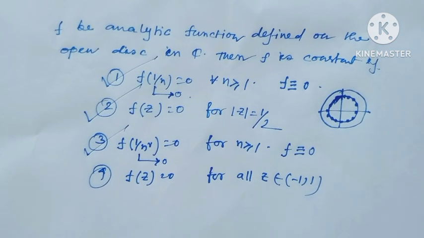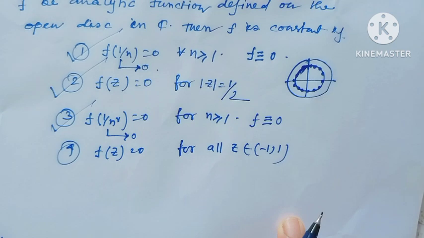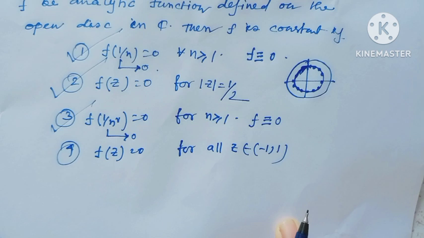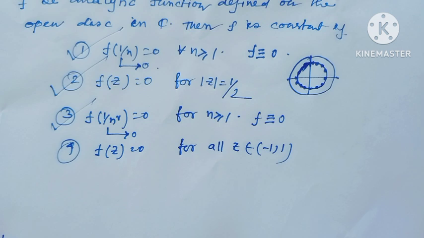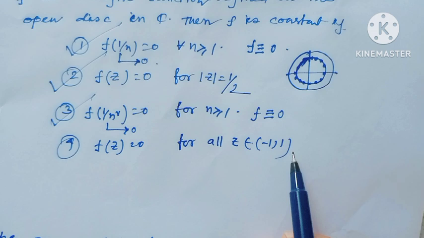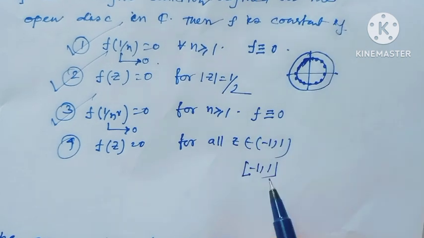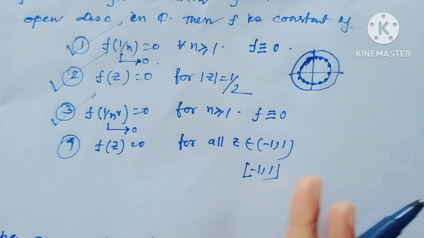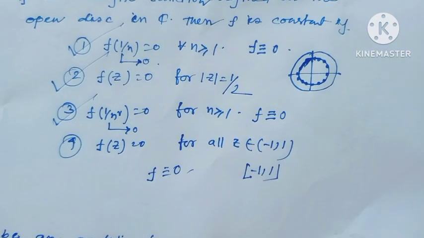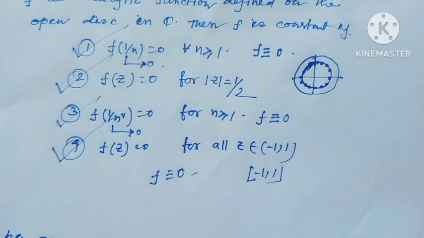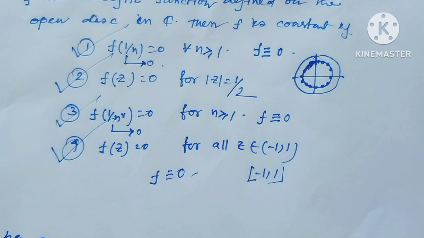And option 4, f(z) equal to 0, which is true for all z belongs to minus 1 to 1. Since in this set the function is equal to 0, the limit points of this set lie in the domain, and so by the identity theorem we can tell f is identically equal to 0. So option 1, option 2, option 3 and option 4 are all right options.